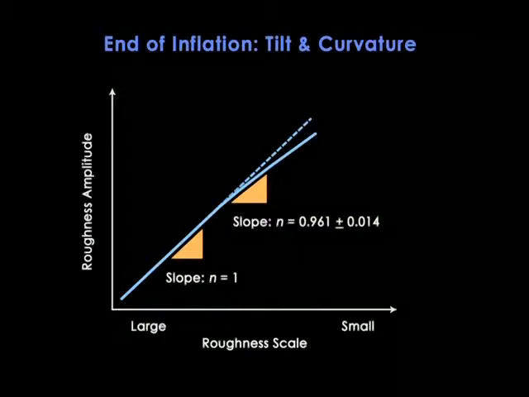Now, these slight deviations from a simple slope of 1.0 are tremendously important because they tell us about the shape of the hill down which the ball is rolling. And that, in turn, tells us a great deal about the nature of the scalar quantum field that's driving inflation. See, when you think about it, this is a truly remarkable piece of physics.